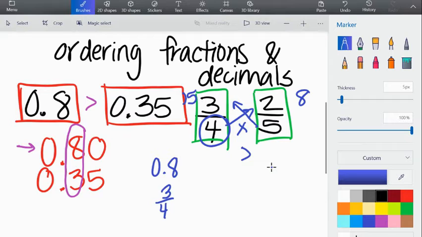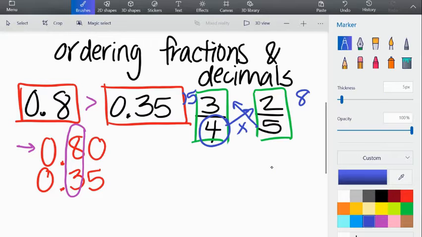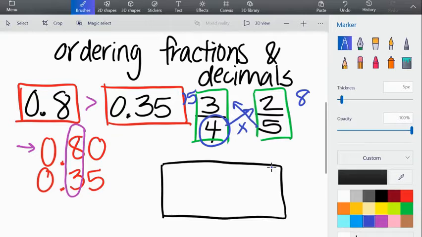Here's the largest decimal and the largest fraction. But we really don't know which one's really bigger. So we could use the box method and convert these fractions into decimals just to make life easier. So let's do that. We are going to take 3/4 and make it into a decimal using our handy dandy box method.